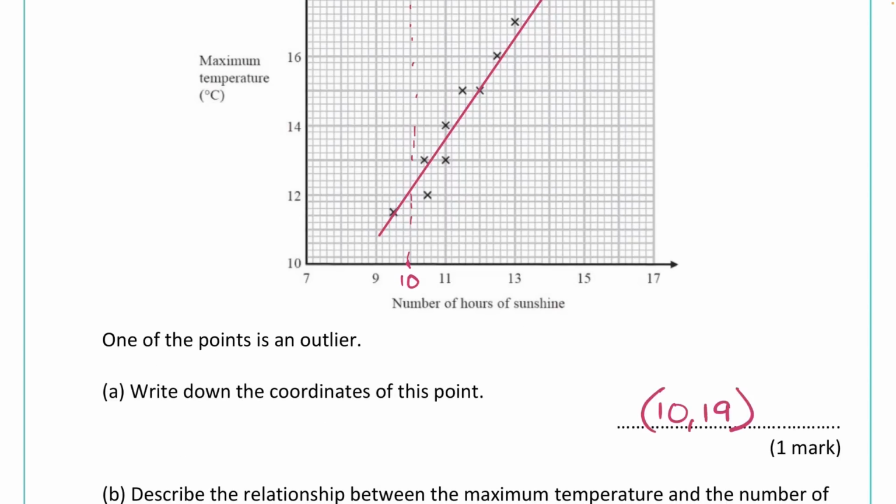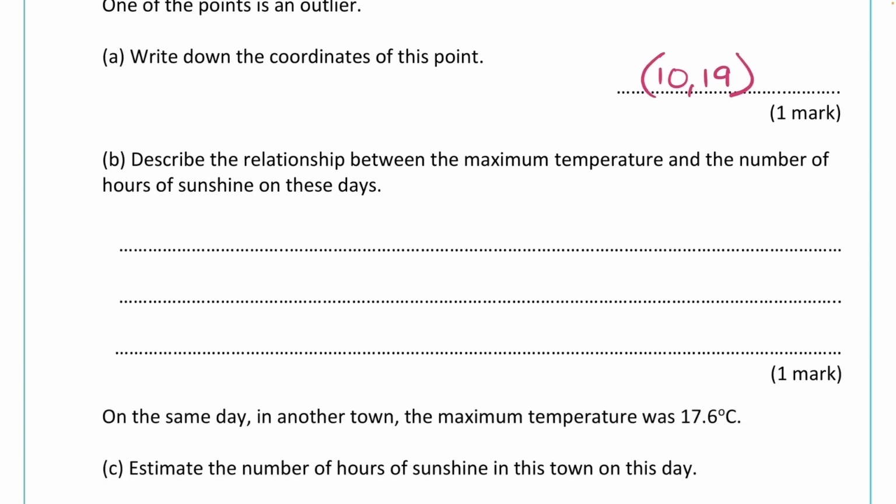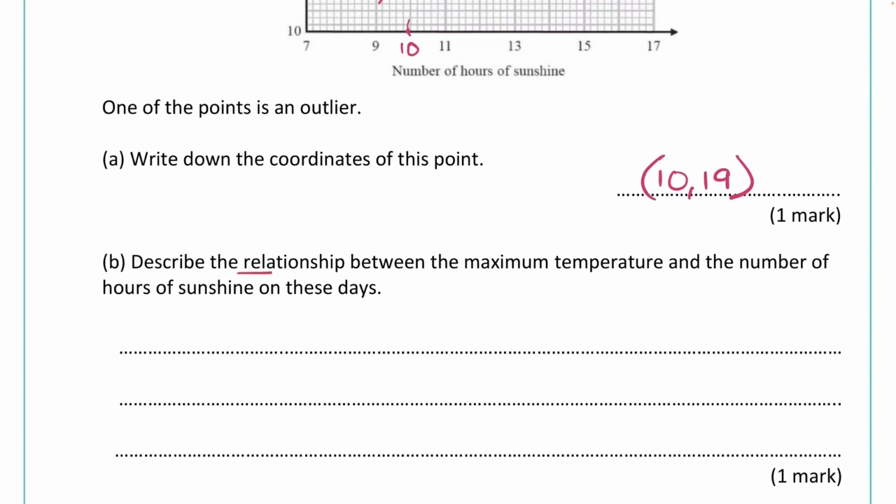19. For part B, it says describe the relationship between the maximum temperature and the number of hours of sunshine each day. So if we are describing a relationship, that's different to describing the correlation.